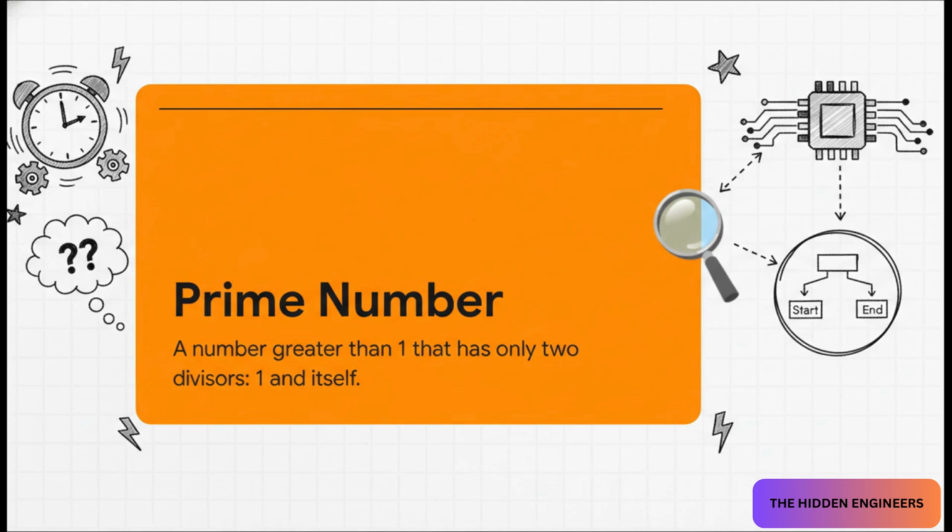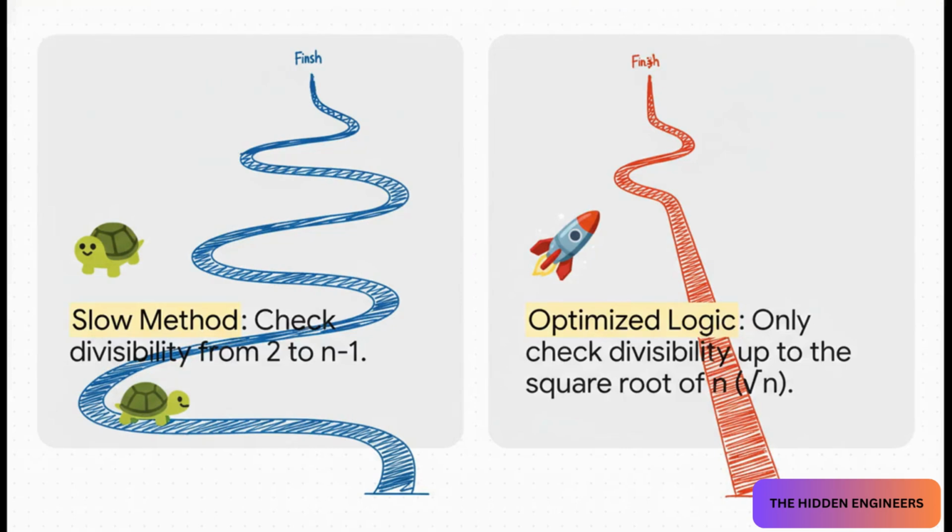Seems simple enough, right? But checking if a huge number is prime, that can be really slow if you don't know the trick. And here's where the magic happens. The slow, brute force way is to check every single number from 2 all the way up to n-1. But the optimized logic is a total game changer. You only need to check for divisors up to the square root of n. Why? Well, think about it. Factors always come in pairs, right? And one of those factors will always be less than or equal to the square root. That insight saves so much time.